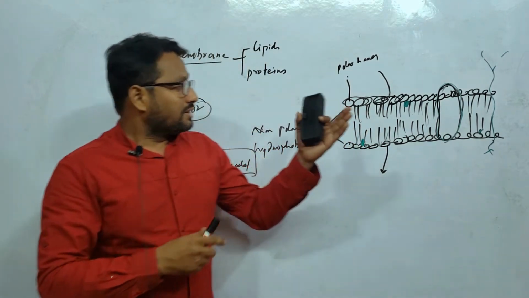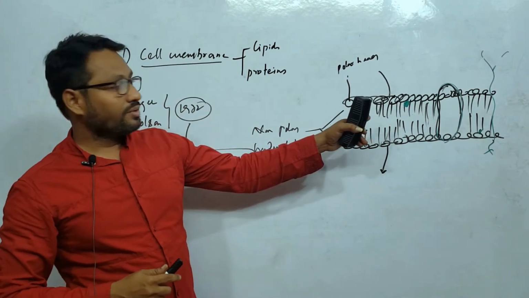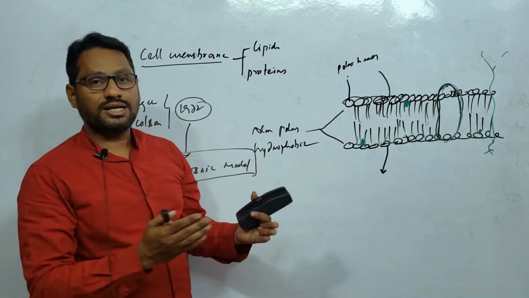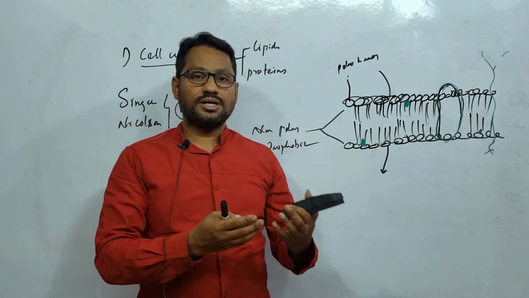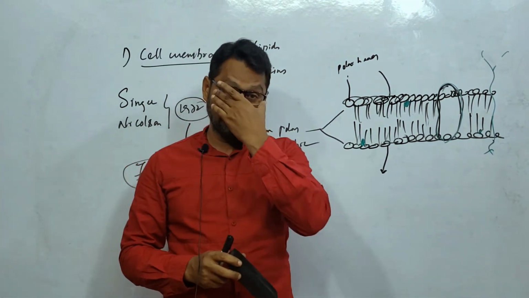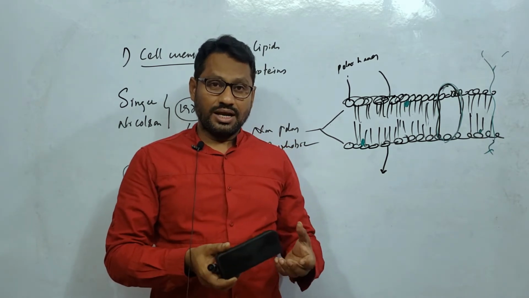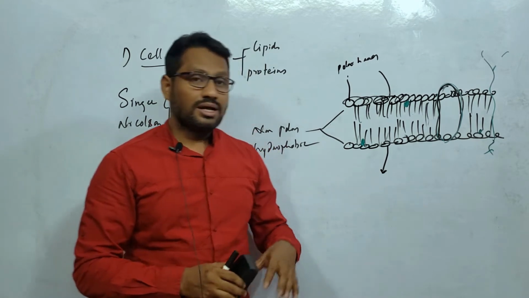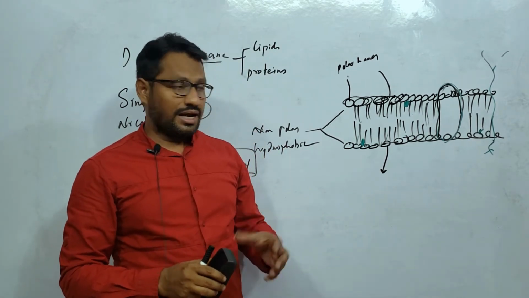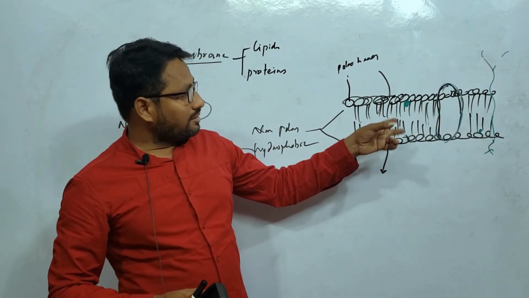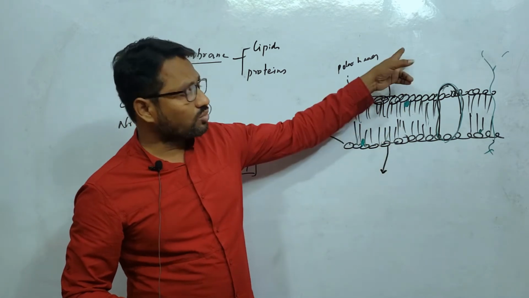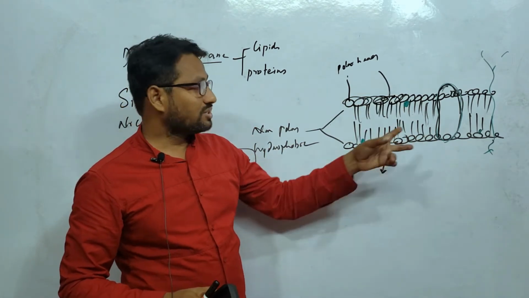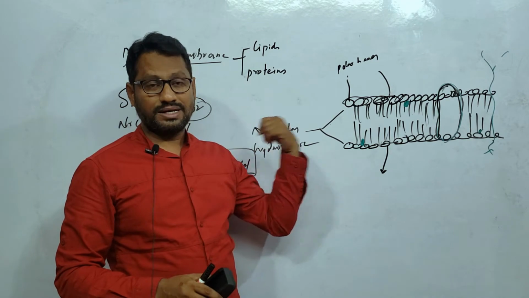So, the quasi-fluid nature means partially solid, partially liquid, because these lipids, when you heat them, become liquid, and when you cool them, become solid. So, the quasi-fluid nature of the lipid enables the proteins to move across the membrane. So, this theory explained that to us.